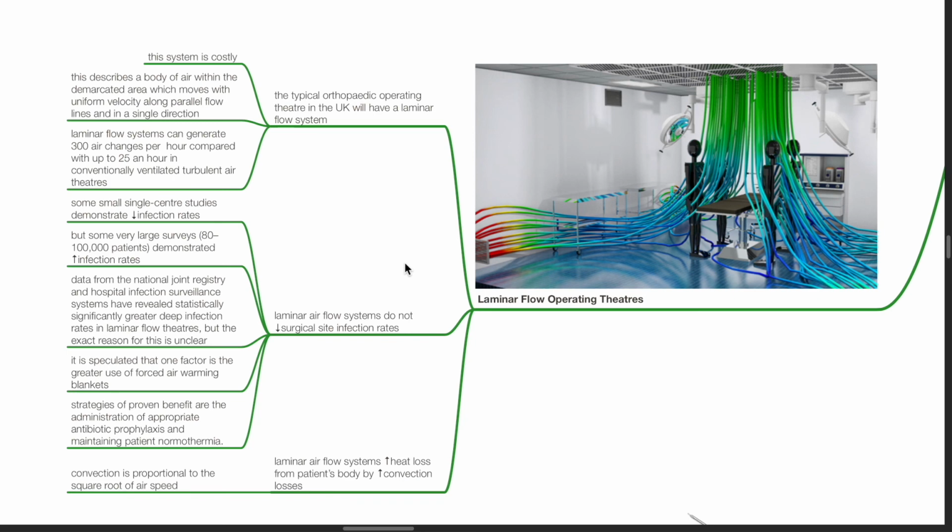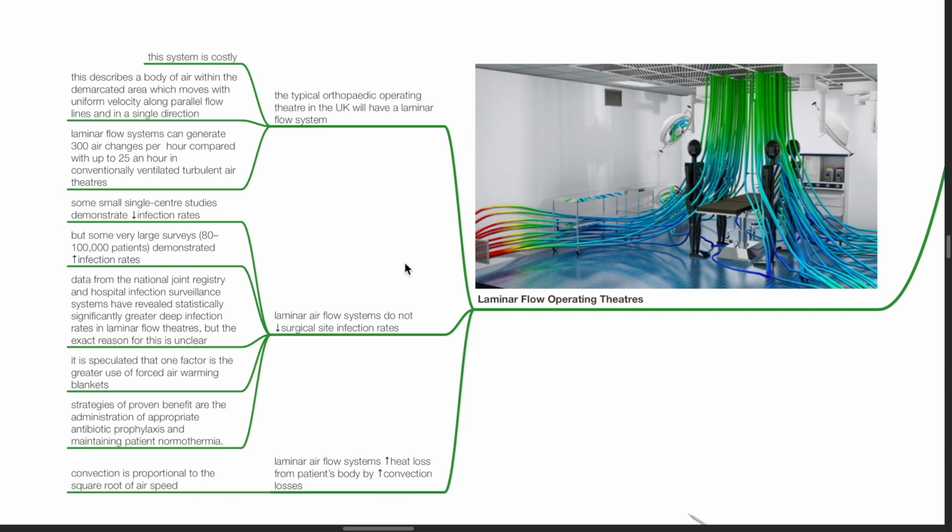Laminar airflow systems do not reduce surgical site infection rates. Some small single-center studies demonstrate reduced infection rates, but some very large surveys involving 80 to 100,000 patients demonstrated increased surgical site infection rates. Data from the National Joint Registry and Hospital Infection Surveillance Systems have revealed statistically significant greater deep infection rates in laminar flow theatres, but the exact reason for this is unclear.